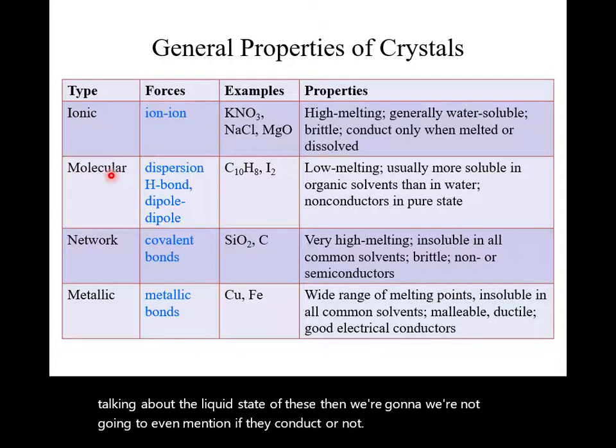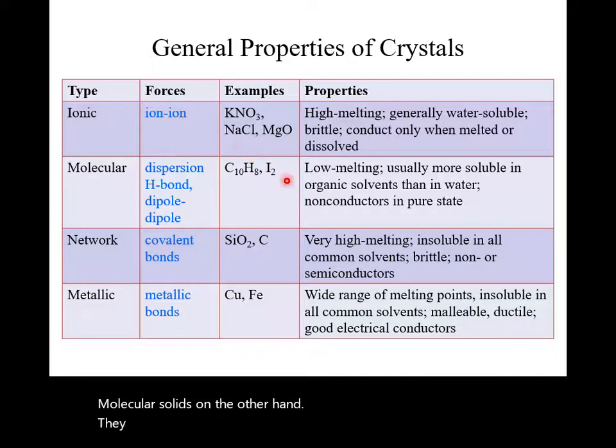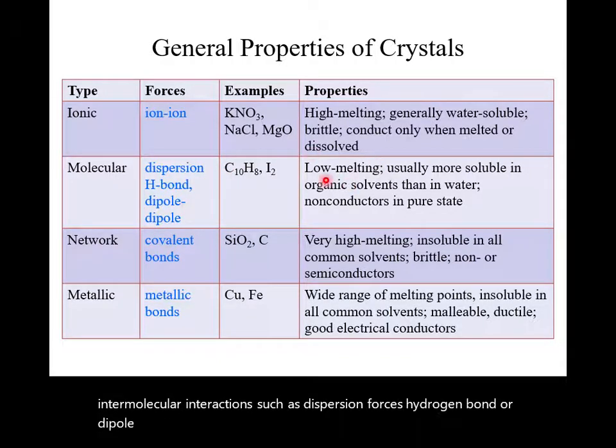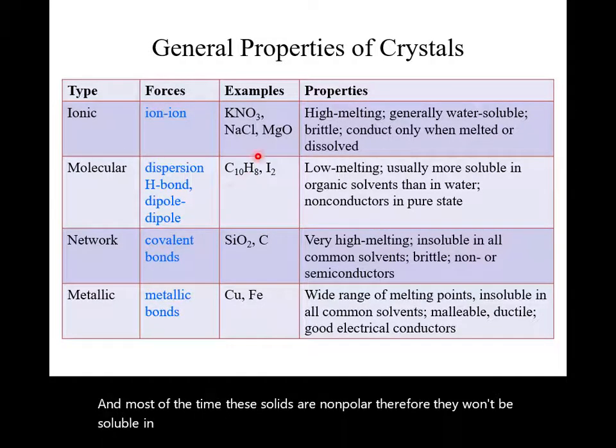Molecular solids, on the other hand, are made of molecules, and molecules are held together by intermolecular interactions, such as dispersion forces, hydrogen bonds, or dipole-dipole. As a result, they have a low melting point, and most of the time these solids are non-polar, therefore they won't be soluble in water, and they'll be soluble in organic solvents, and they are insulators. Regardless of what state they are in, they're insulators.